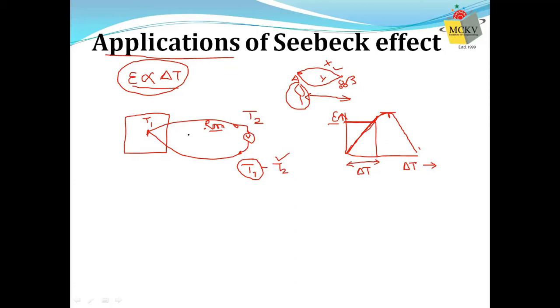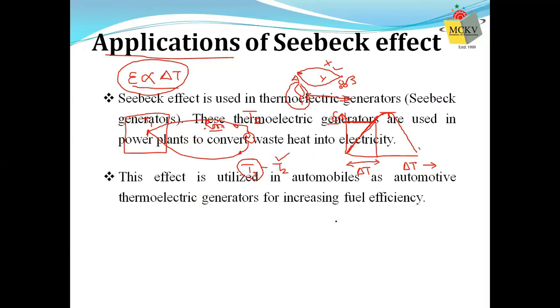The temperature difference will be known from the calibration graph. Since you know the voltage, you can measure it using a voltmeter, and then from the calibration graph, you can find out the temperature of the hot junction or the cold junction, whatever it is. So these are the basic industrial applications. Basically, a thermocouple is used as a temperature sensor. It senses the temperature.